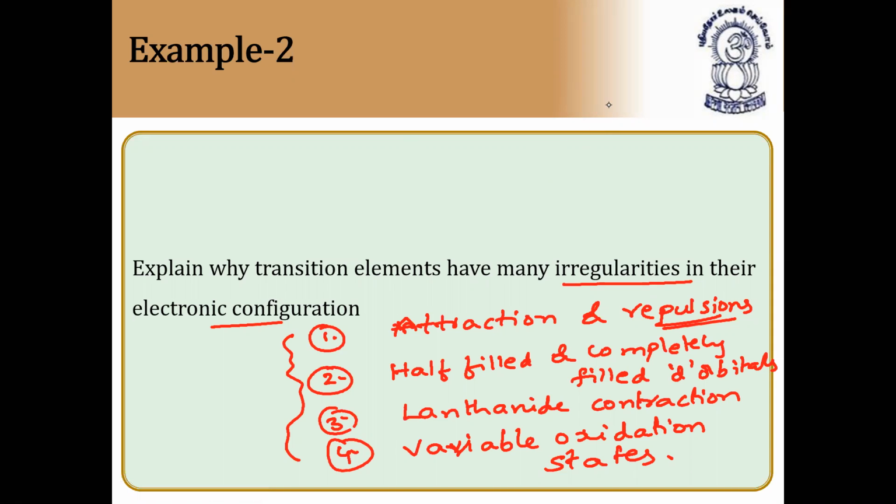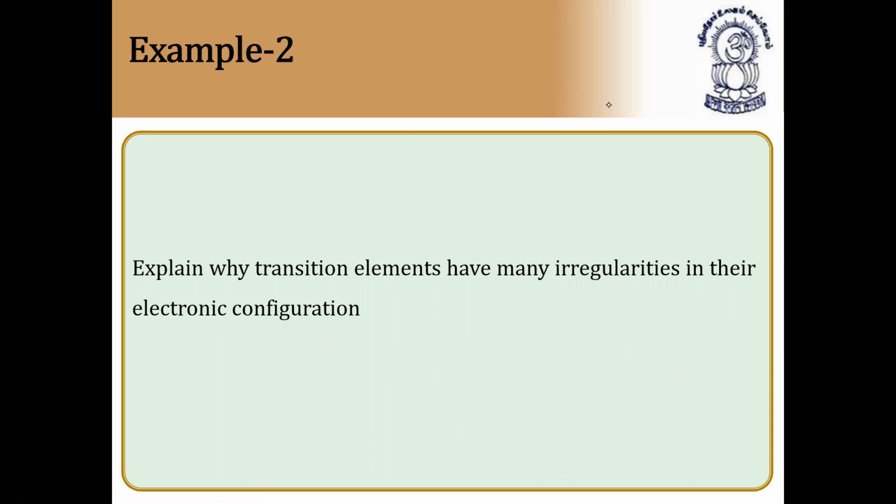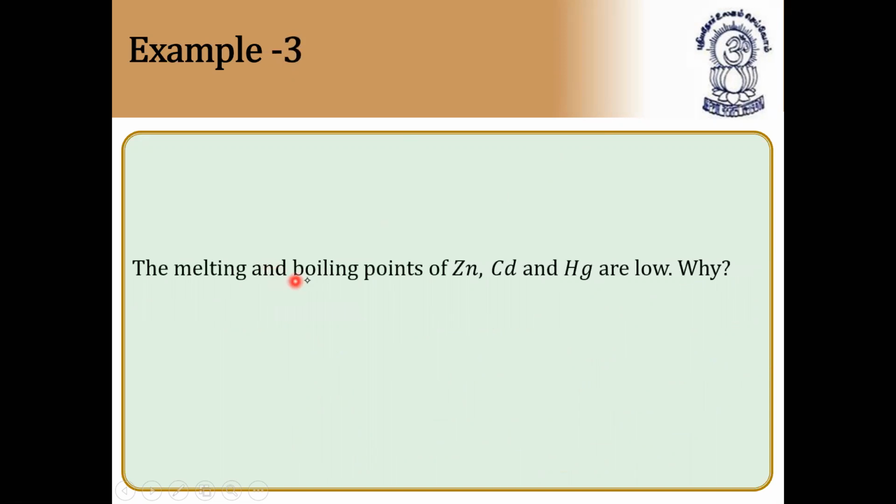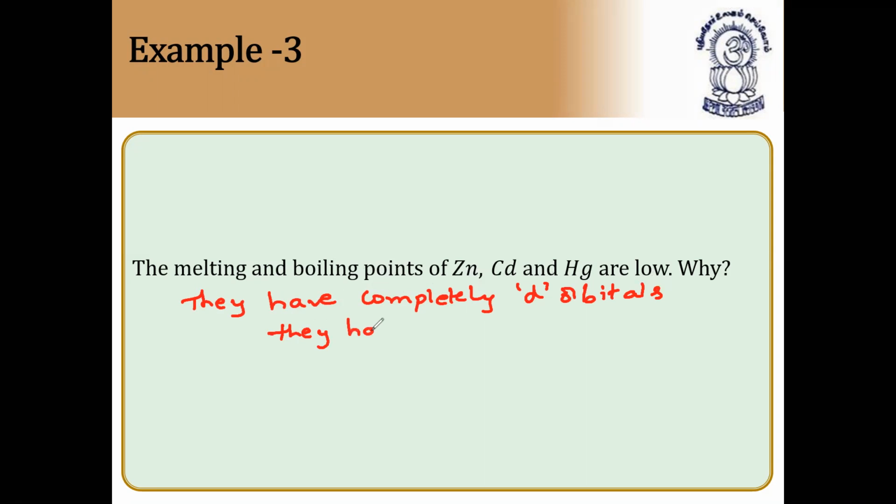Next. The melting points of zinc, cadmium, mercury are low. Why? As we already know, they have completely filled d orbitals. Hence, their melting points and boiling points are low because they have lesser attraction.